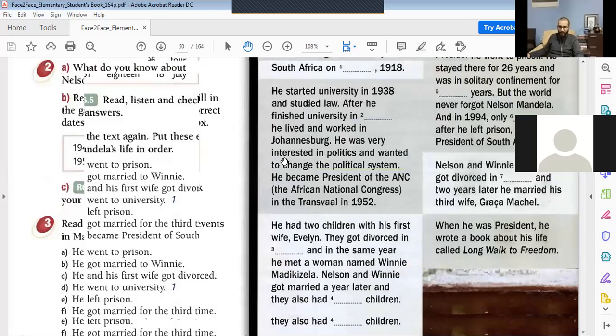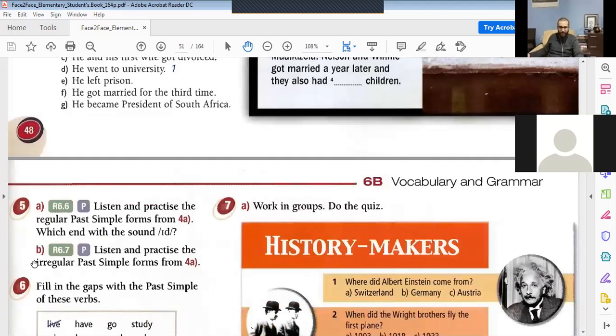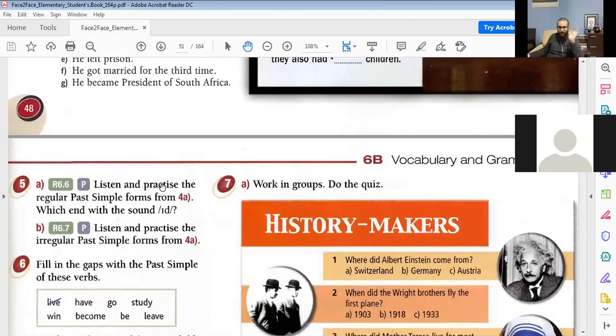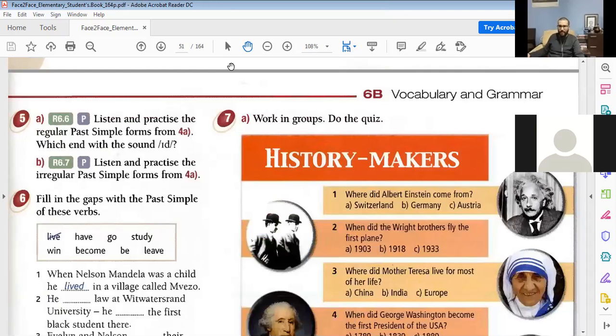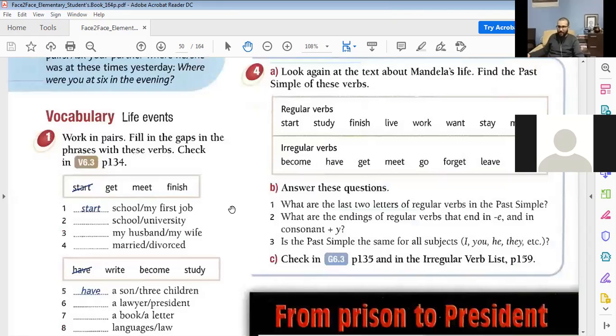Now, if we check the next part of the question, it says listen and practice the irregular verb forms. Okay, so we did this last time. So here, the only thing they wanted us to find out is this sound. But for us, let's add a little more. Now, we found start, started, want, wanted. It has an id sound.